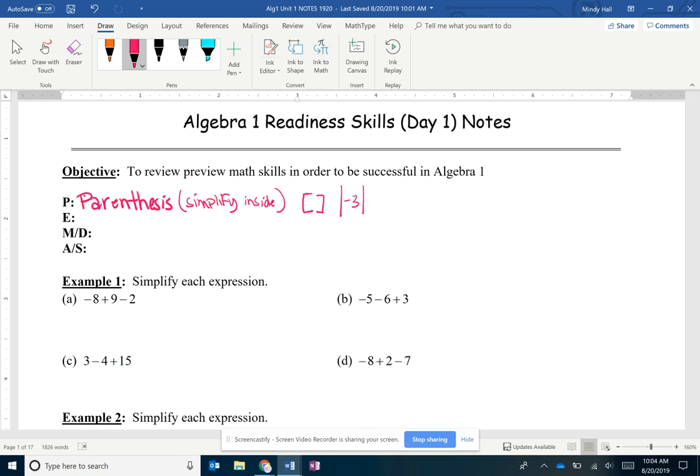The E is exponents. So if you have an exponent, that'd be like 3 squared. You would do that first before you did any multiplication or division. The next one is multiplication or division.